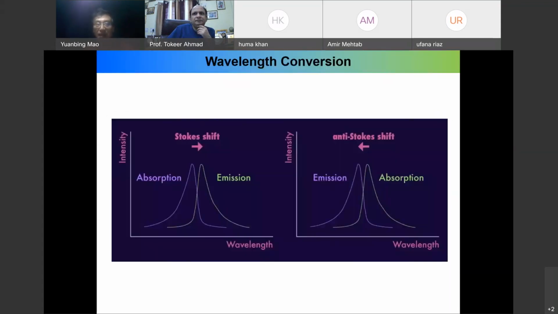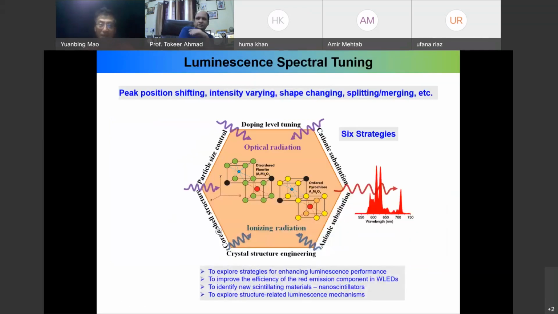So let's get back to this webinar. When we talk about wavelength conversion, as I mentioned yesterday, there is a Stokes shift and an anti-Stokes shift. That's about the wavelength conversion. I won't go into the details because we already talked about this yesterday. But there is an important thing for wavelength conversion materials: if we want to further tune the luminescence spectrum, how do we do that?